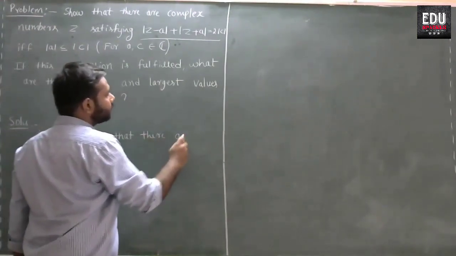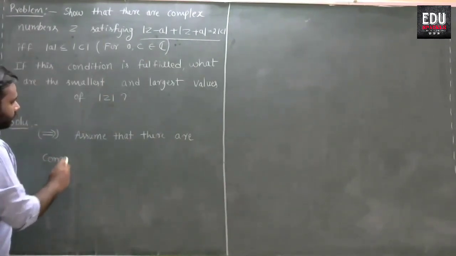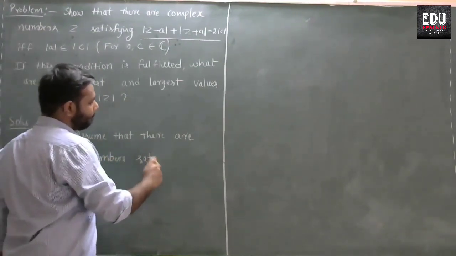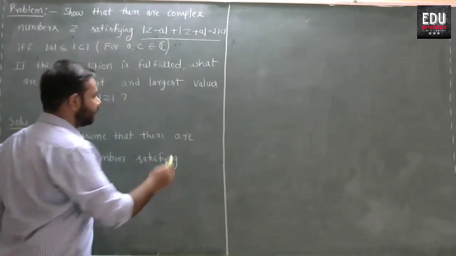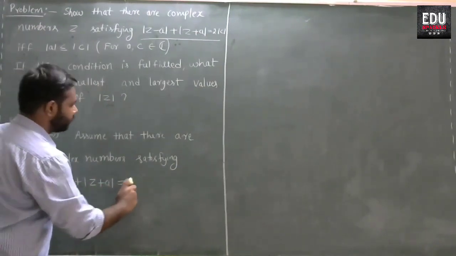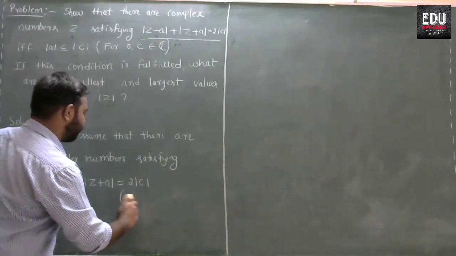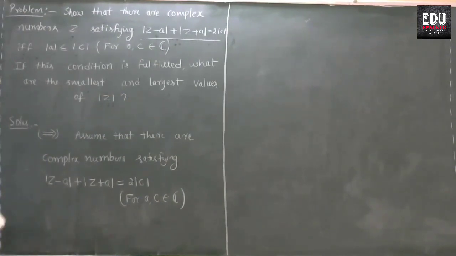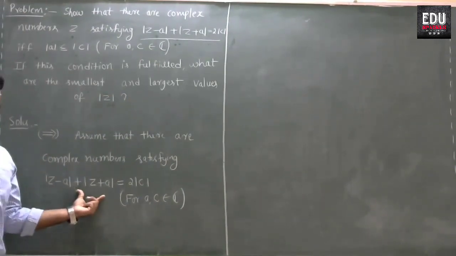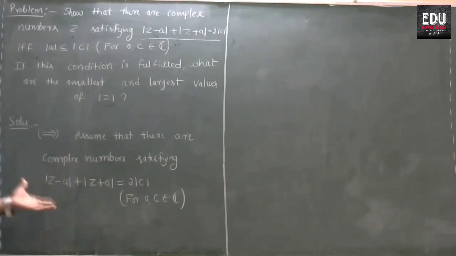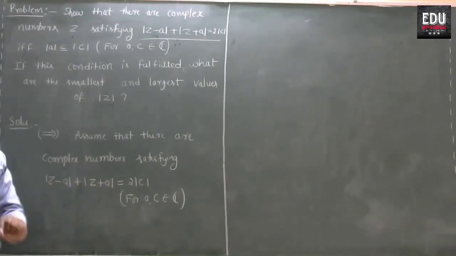there are complex numbers satisfying the equation modulus of z minus a plus modulus of z plus a equals 2 into modulus of c for some given complex numbers a and c. So now we have assumed that there are complex numbers satisfying this equation. That means this equation has some solution. So by our assumption, there should be at least one complex number satisfying this equation. So take that as z naught.